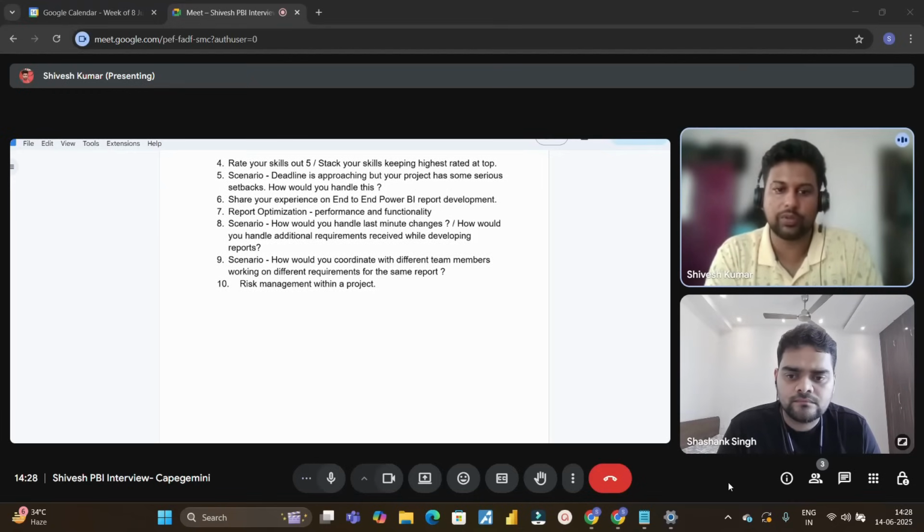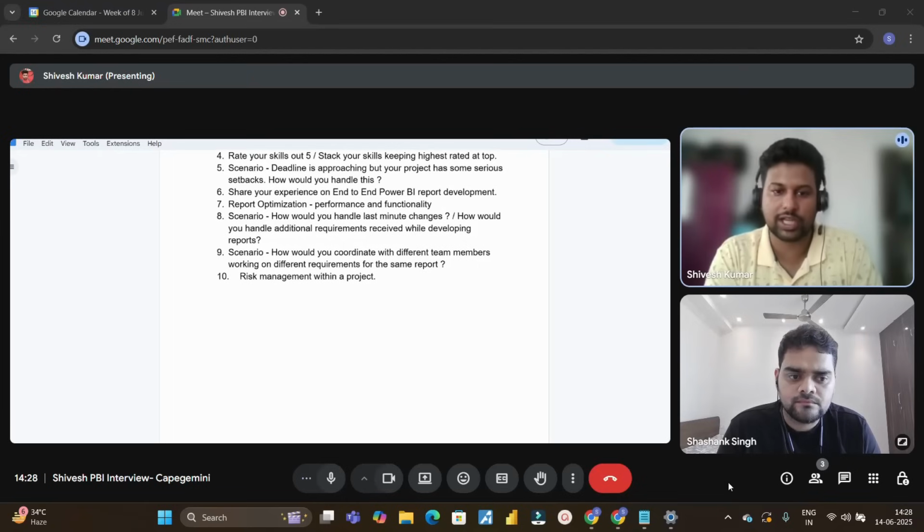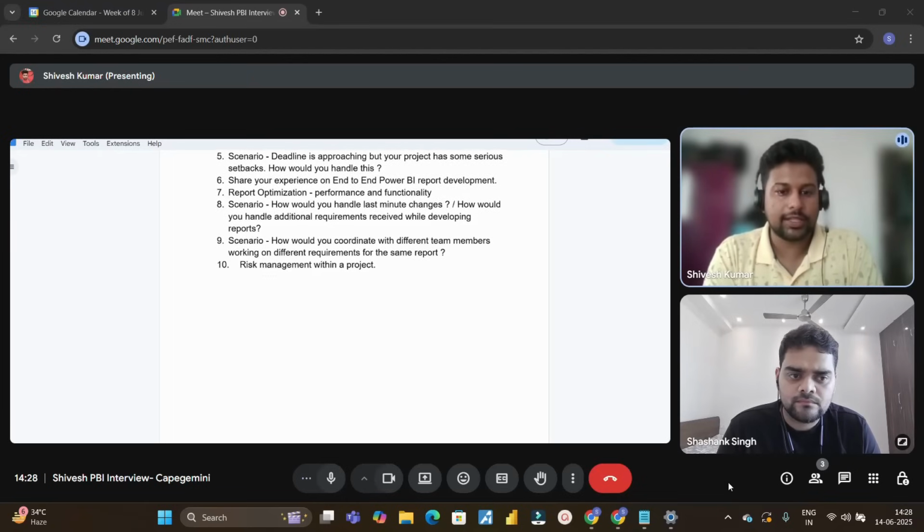This scenario should be known. As per your experience, you should be sharing as well. We have another scenario where you need to coordinate with different team members working on different requirements for the same report. How would you handle it? If you have experience, you can mention it, or if you have some thought on how we can handle it, you should be sharing on this part.